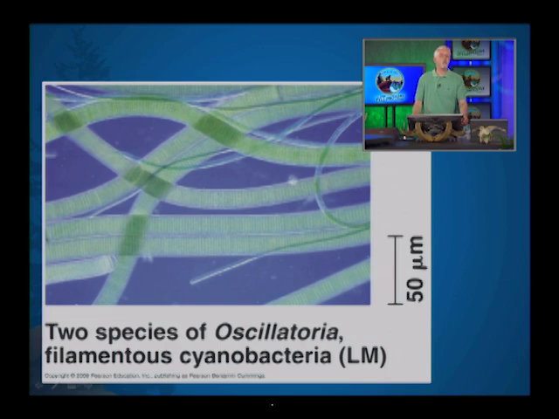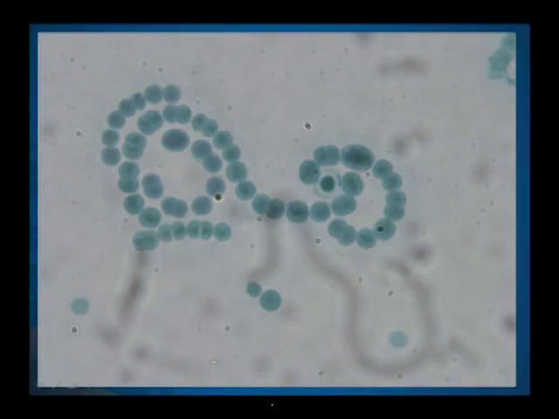Cyanobacteria are normally found in filaments. There are some unicellular forms, but they're mostly multicellular types, so they form these long filaments. This is an example, Oscillatoria. Another view of that, and still another filamentous cyanobacterium.